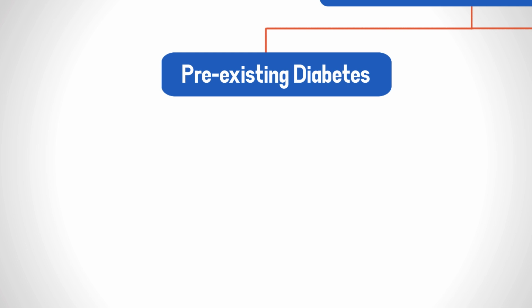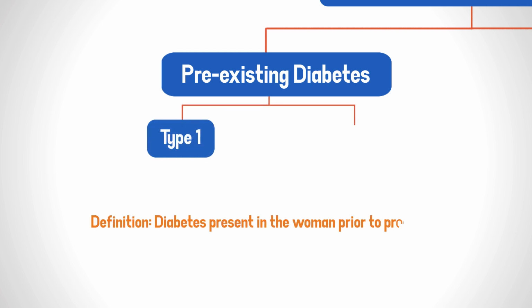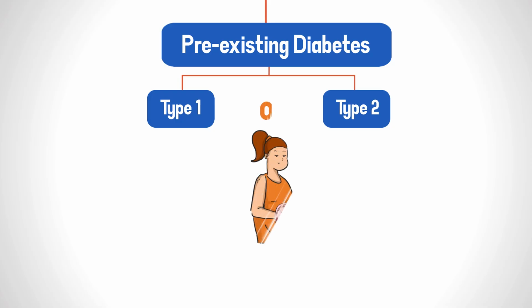Pre-existing diabetes. Pre-existing diabetes mellitus refers to diabetes that is already present in the woman prior to pregnancy. It causes complications for both the mother and her fetus.